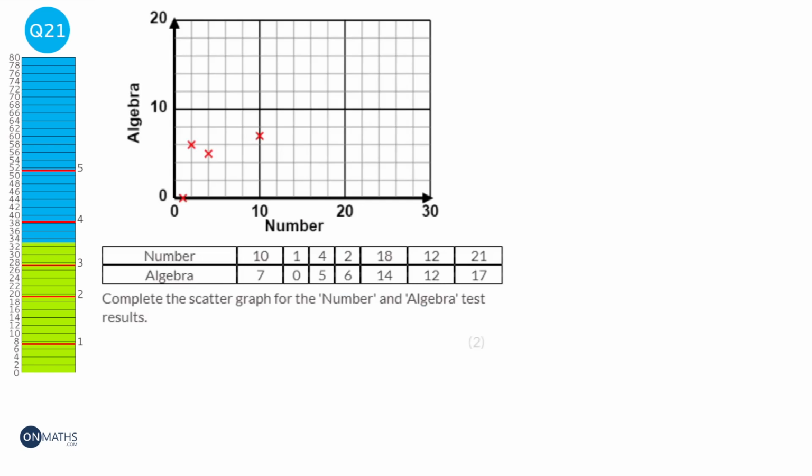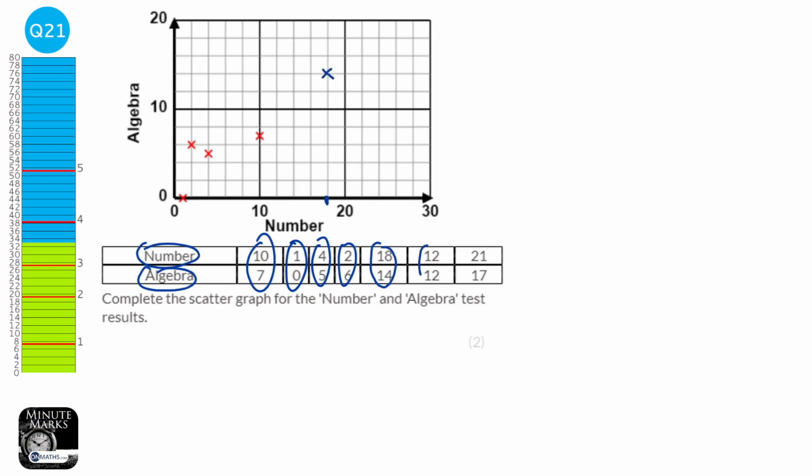So we can see that the first 4 of these have already been plotted. Now it's really important that you do the coordinate the right way around. So the first one is number and then algebra. So we're looking at this coordinate here. We're 18 on number, which would be here, and then 14 on algebra, which would be this point here. 12 on both, so 12 and 12 would be here, and then 21 and 17, so 21 and 17 would be roughly there.